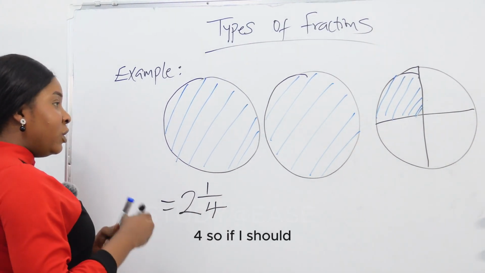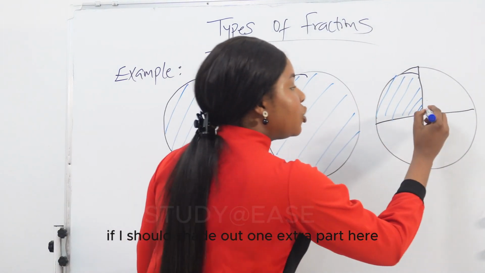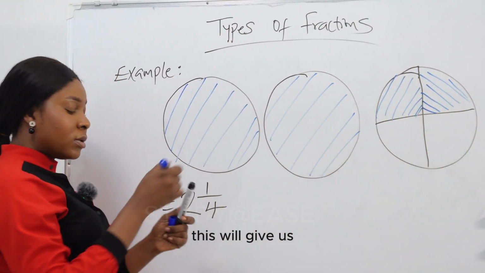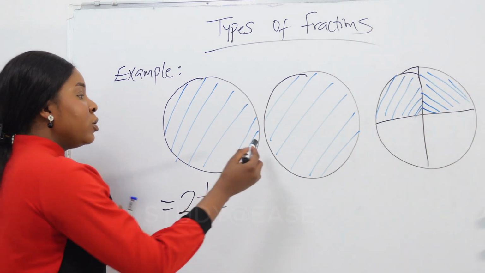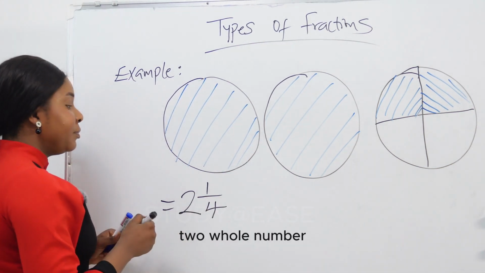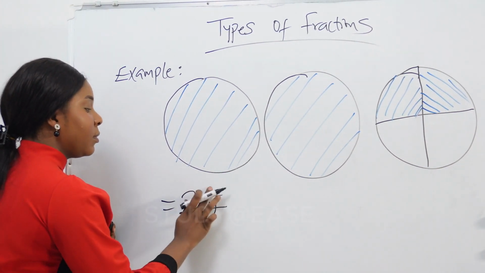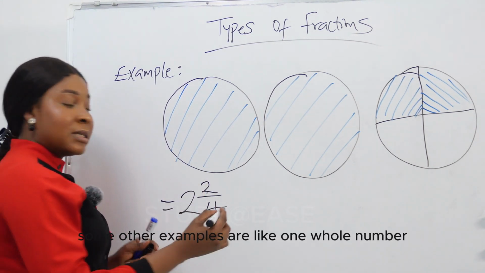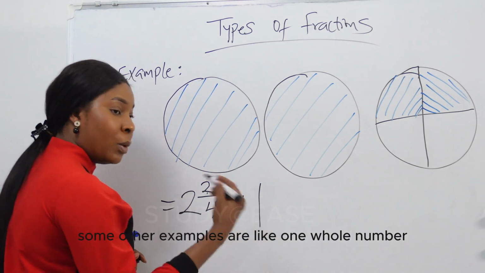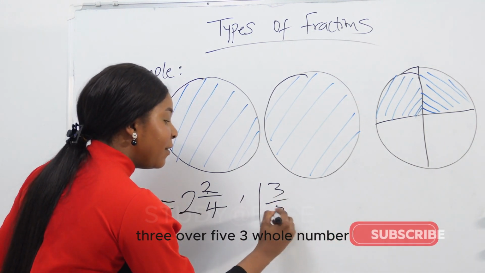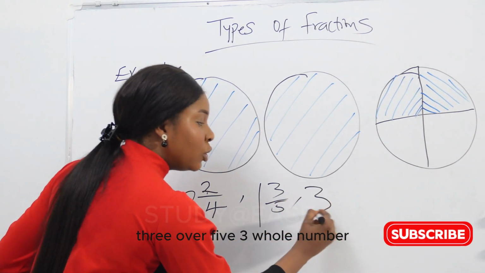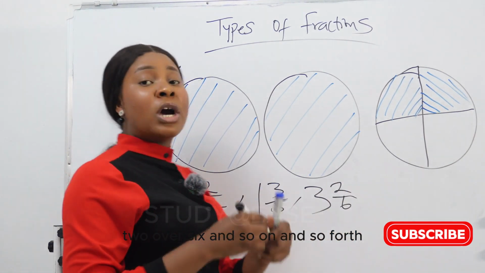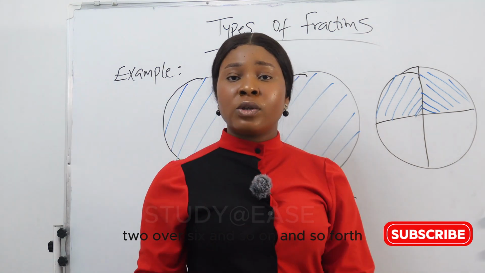So if I should shade out 1 extra part here, this will give us 2 whole number, over 4. Some other examples are like 1 whole number, 3 over 5. 3 whole number, 2 over 6, and so on and so forth.